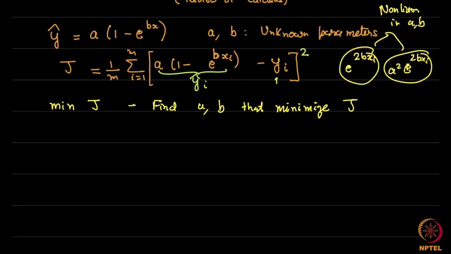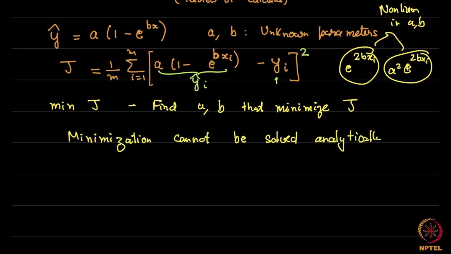So this minimization requires a different algorithm. Usually this cannot be solved analytically, unlike what we saw in the case of linear regression. So this is why we need iterative techniques. But in all of them, you will remember that when you want to minimize j with respect to a and b, you will have terms like del j del a and del j del b.